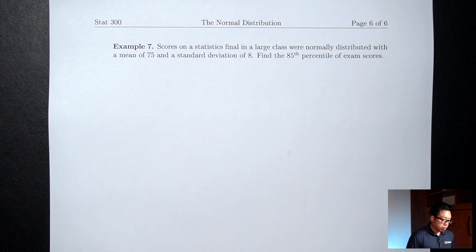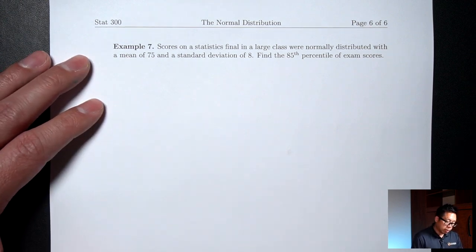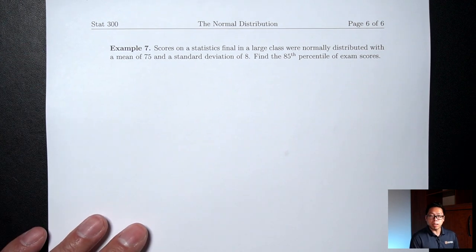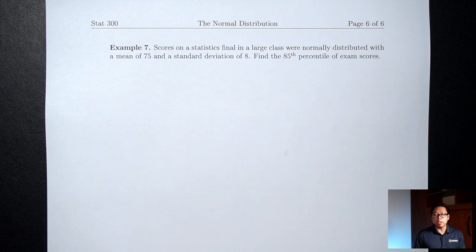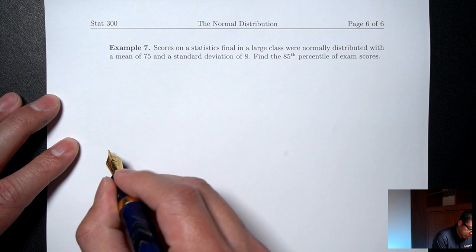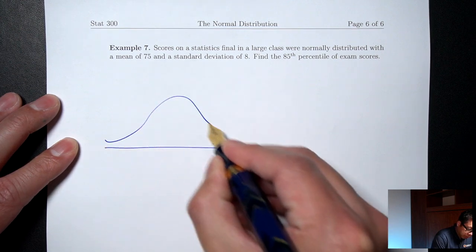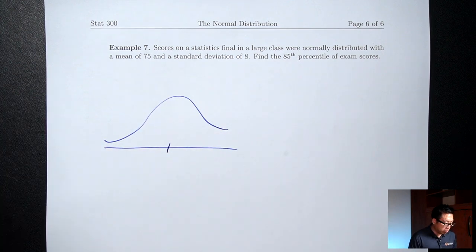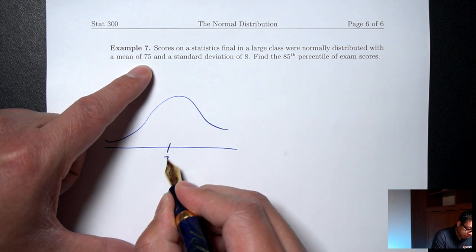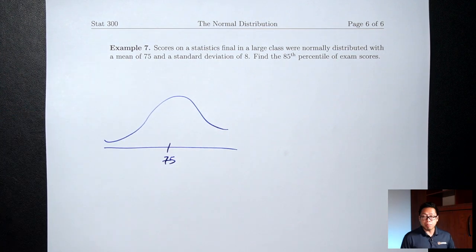17.229. Example 7. Scores on a statistics final in a large class were normally distributed with a mean of 75 and standard deviation 8. Find the 85th percentile of exam scores. As always, first thing I do is draw the normal distribution picture and put the mean in the middle. Our mean here is 75. And then also label that x-axis.